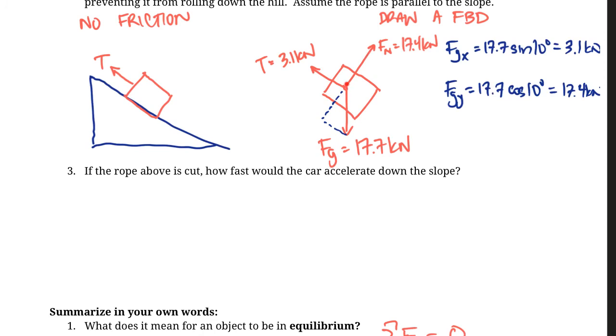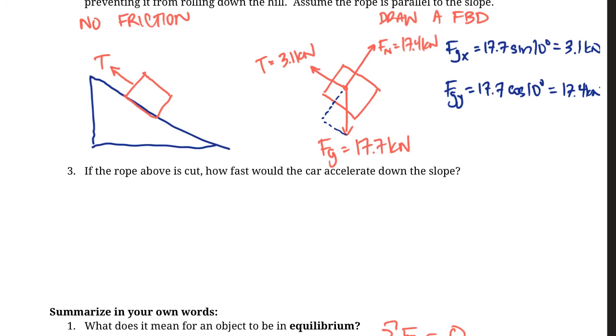So the y component is going to remain the same, right? The normal force is going to remain the same because the car isn't lifting up off the ramp. It's still going down the ramp. So it's still going parallel to the ramp, which means the normal force and the gravity force, this part, are still going to balance each other out. But there's nothing now to balance out this 3.1 kilonewtons in the x direction. So that's going to become the new net force on the car, right?